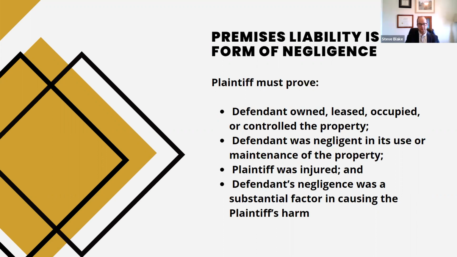which caused this other party to be injured. Thirdly, the plaintiff has to show that they were actually injured, which typically comes in the form of medical records or testimony from doctors. And then the plaintiff also has to show that, but for the owner of the property's negligence, they would not have been harmed.